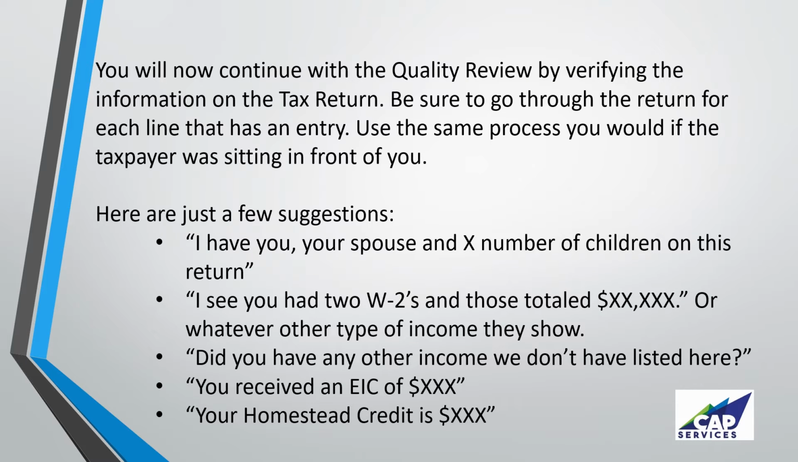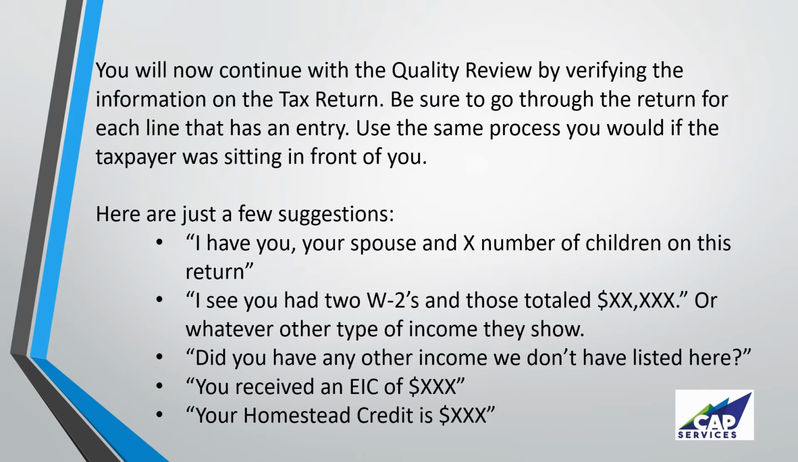You will now continue with the quality review by verifying the information on the tax return. Be sure to go through the return for each line that has an entry. Use the same process you would if the taxpayer was sitting in front of you. Here are a few suggestions. I have you, your spouse, and X number of children on this return. Oh, I see you had 2 W-2s and those totaled about XXX. Or whatever other type of income they show.